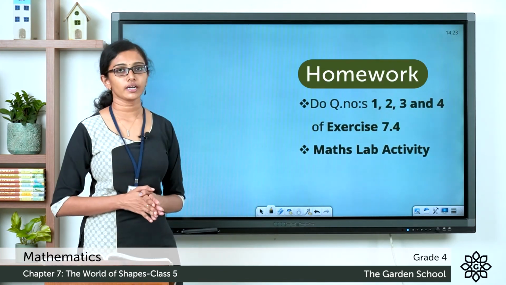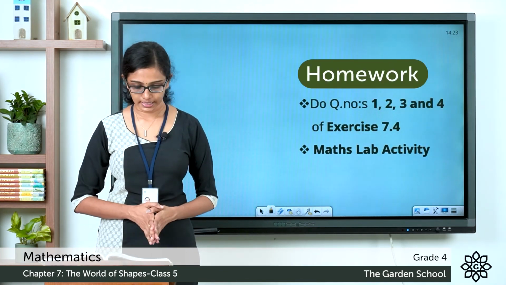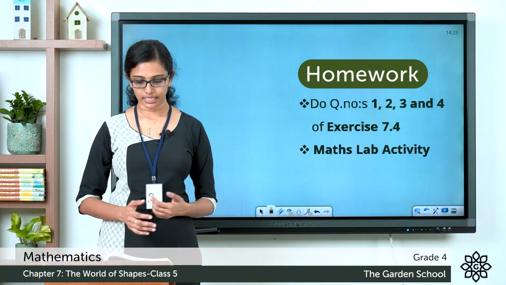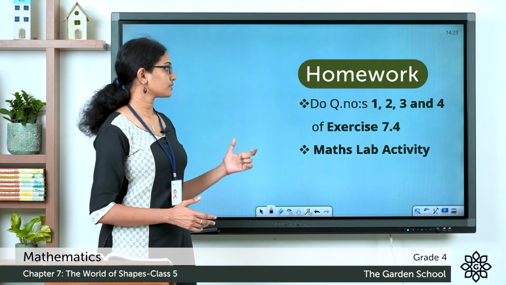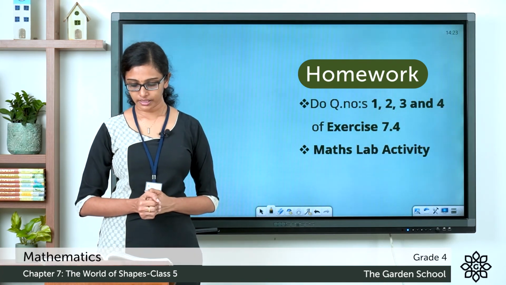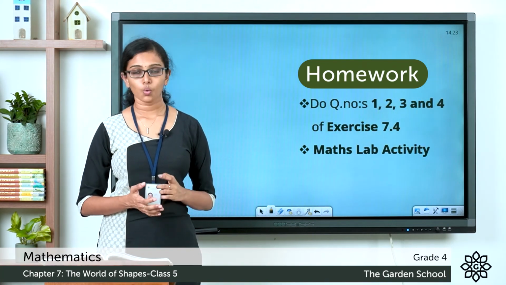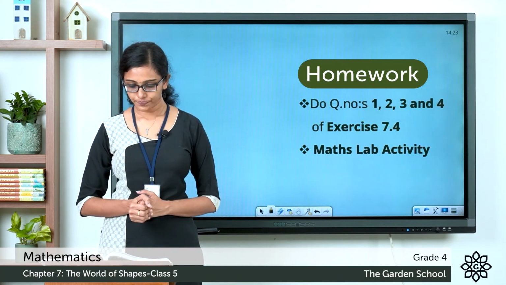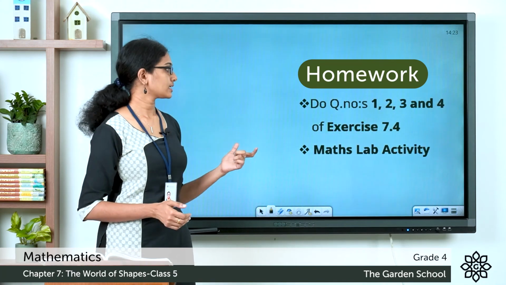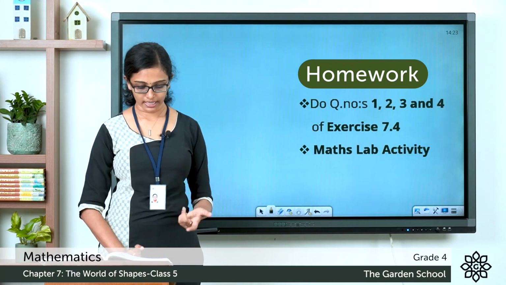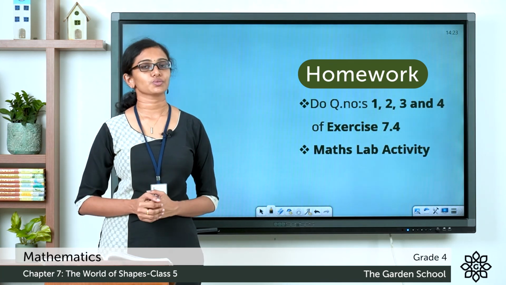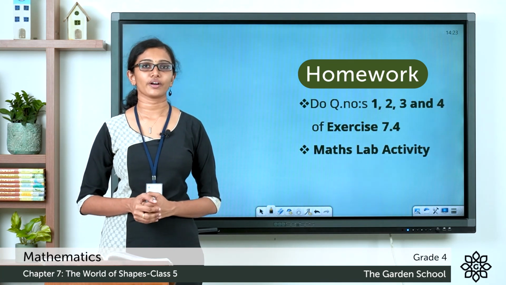Now, as homework, you have to go through these topics once again, and these are on page numbers 109 and 110 of your textbook. Then you have to do one exercise. You have to complete questions 1 to 4, that is 1, 2, 3 and 4 of exercise 7.4. And then on the next page, page number 112, you can see the heading Maths Lab Activity. Please go through that activity as well and do accordingly.